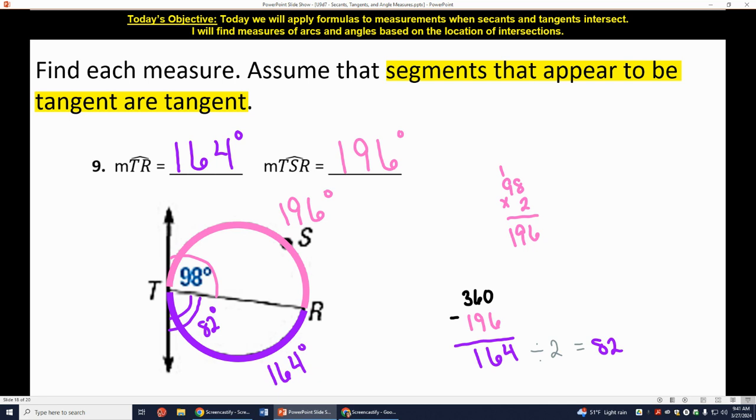Did you get 164 degrees for the measure of arc TR and 196 degrees for the measure of arc TSR? Or did you get them backwards? Remember, your minor arc will be named with the 2 letters, and the TSR has to include the side with the S in it.